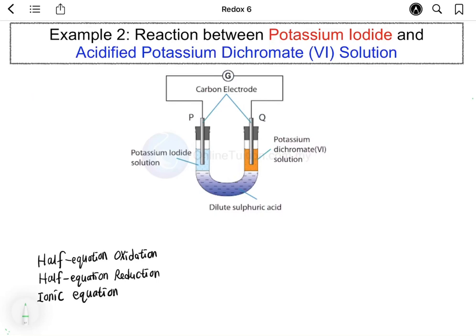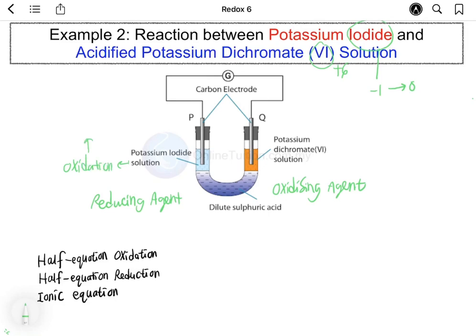Next example, we will discuss the reaction between potassium iodide solution and acidified potassium dichromate(VI) solution. So first step, acidified potassium dichromate acts as oxidizing agent, and potassium iodide will act as reducing agent. This reducing agent, which is potassium iodide, will undergo oxidation by losing electron. Since P is where the electron came from, P is the negative terminal. Q automatically becomes positive terminal.